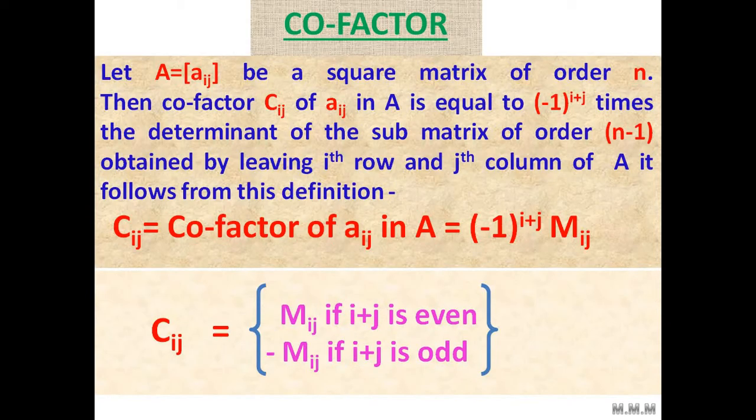Now we are going to know about the cofactors. I think minors and cofactors are very close. Only in cofactors, if we multiply by minus 1 to the power i plus j, then we will get the cofactors. Here in shortcut it has been written Cij equal to Mij if i plus j is even, and it will be minus Mij if i plus j is odd.